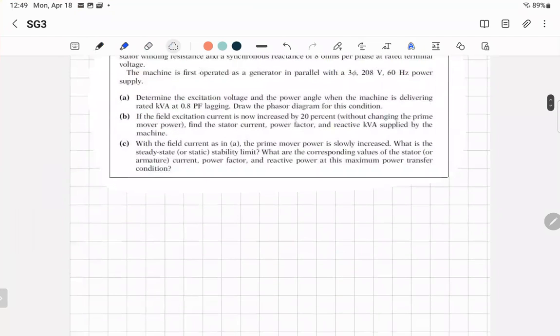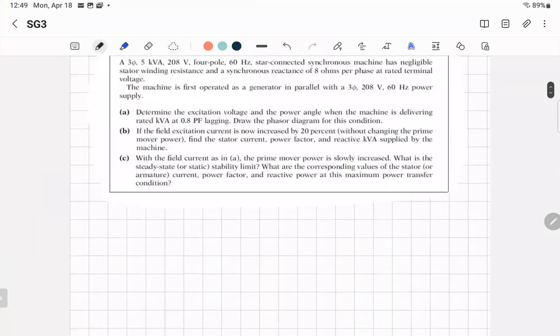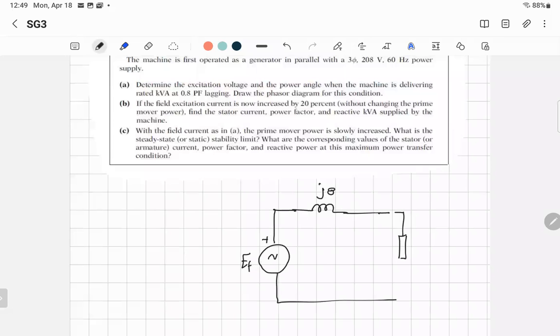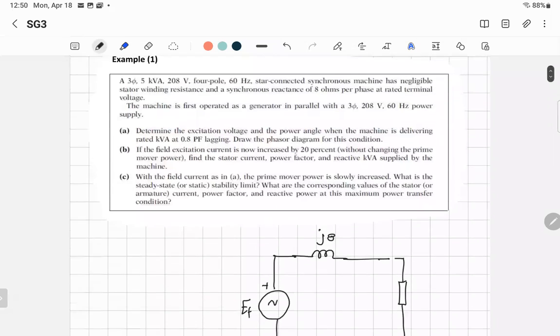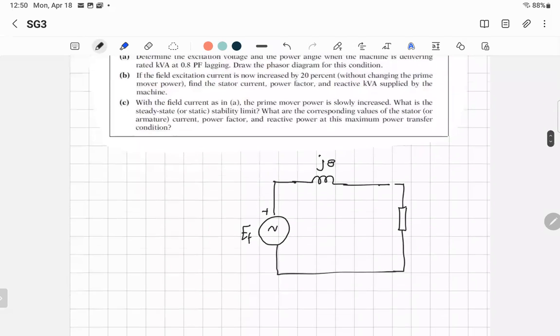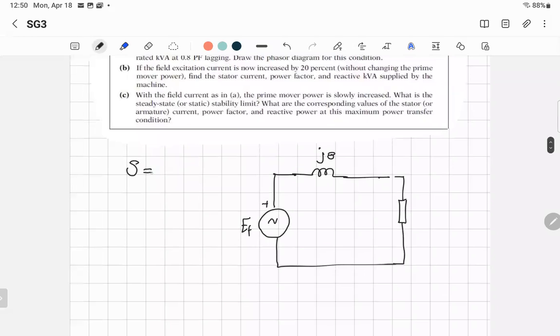Let me first sketch the equivalent circuit here. That's how you can find the voltage. The synchronous reactance was given, equal to j8, so it's j8. And you want to find EF. That's EF. And everything is given for the load here across the stator terminals. They said delivering rated kVA. The rated kVA, S rated, was given equal to 5 kVA, so it's like 5,000 volt-amps.